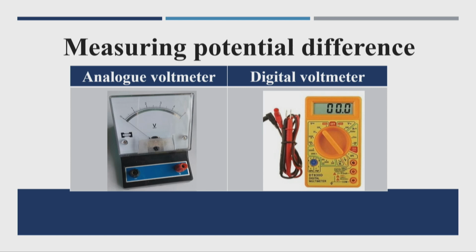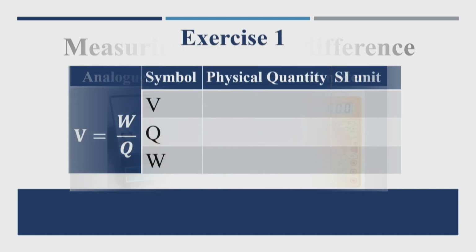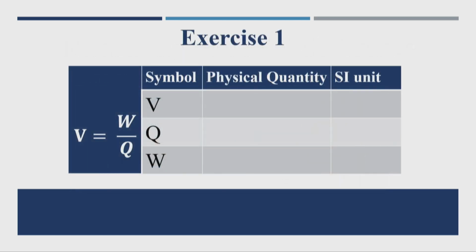To measure potential difference, we can use an analog voltmeter, which is on our left, or a digital voltmeter, which is on the right of the screen. Here we see a multimeter which is being used in the voltmeter mode. Let us move to an exercise. In this exercise, we are going to write down the names of the physical quantities used in the equation. We will also write down their SI units.